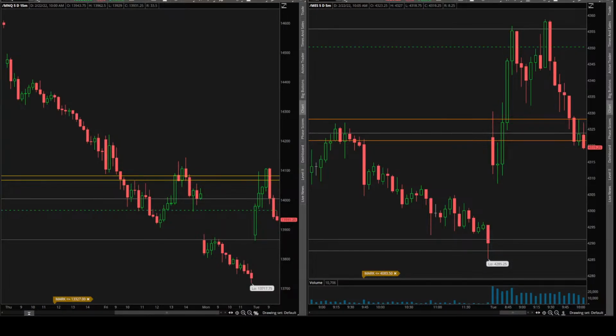NASDAQ still not looking great. E-mini, same thing, not looking too good. All right, I'm stopped out of that position. That's it. That's all she wrote. Looks like we'll push a bit lower here.